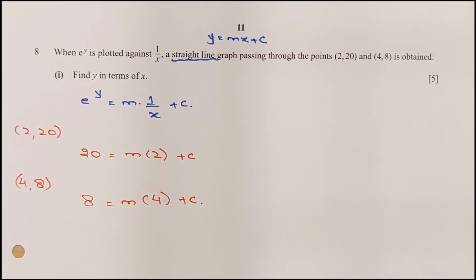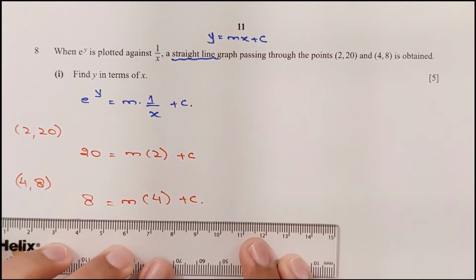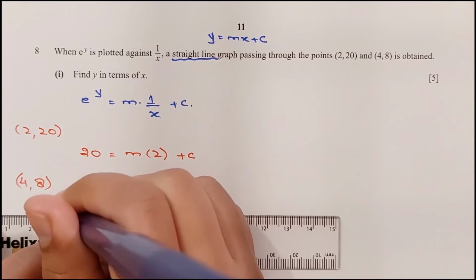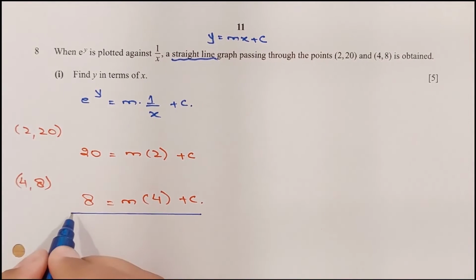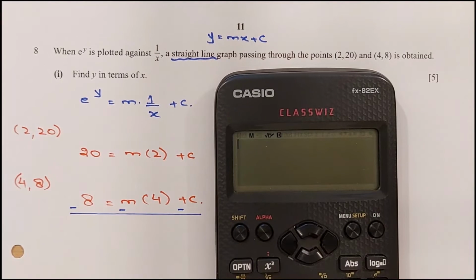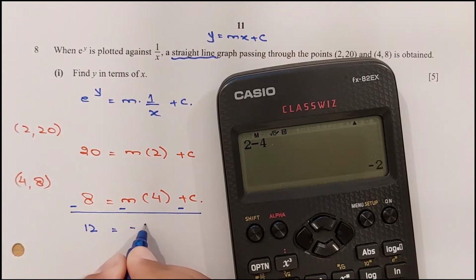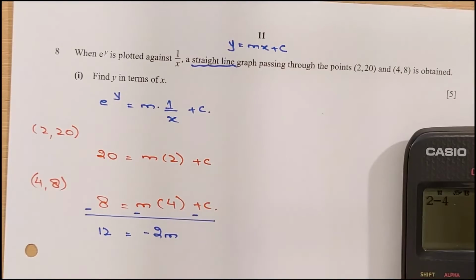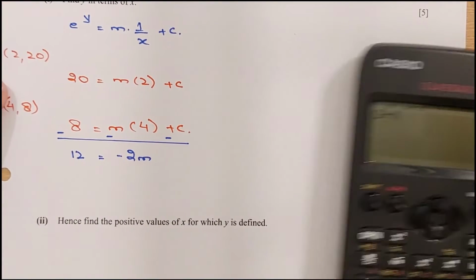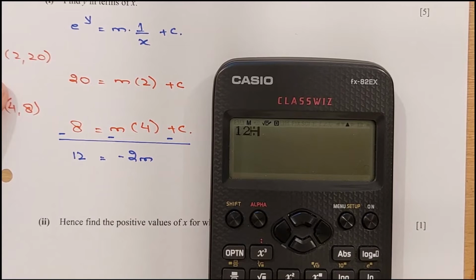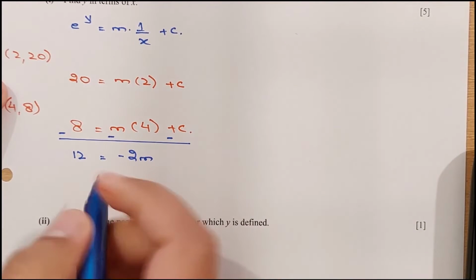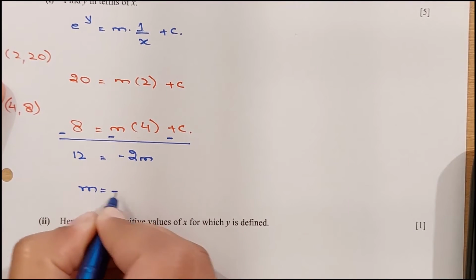So let me subtract the two equations. Subtracting the two equations, we can easily cancel the c and we will get the value for m, right? So subtract here, subtract and subtract. 20 subtract 8 is 12. 2 subtract 4 is -2m, and c is cancelled. Positive c and negative c is just 0. So what is m? 12 divided by -2 is -6. So we have m equals -6.